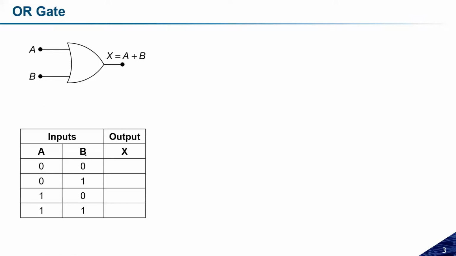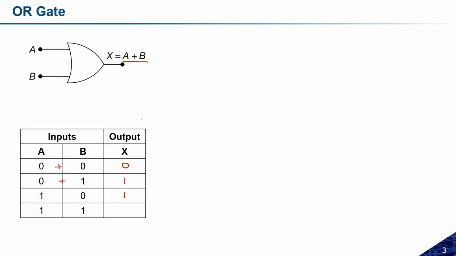Suppose A and B are both inputs, and I can have 4 possibilities. X is equal to A plus B. If I add 0 plus 0, I will get output logic 0. Here I am doing the logical addition, not the arithmetical addition. There is no carry, only the logical addition. If I add 0 plus 1, I will get 1. 1 plus 0, I will get 1.